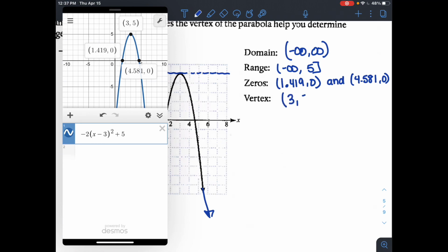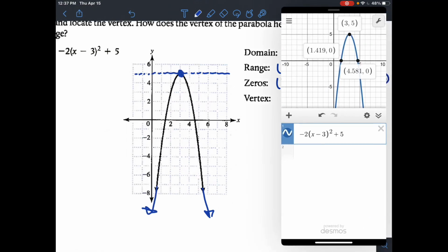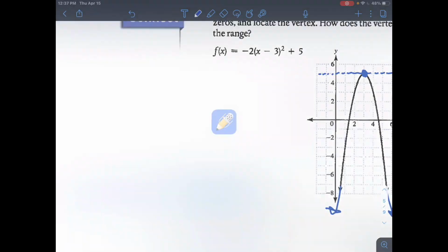Okay, my vertex, since I'm here, I'm gonna just click on it. My vertex is going to be 3, 5. Also, really easy to find on my graph here. I could have just done that, but I already had Desmos up, so why not use it? Okay.